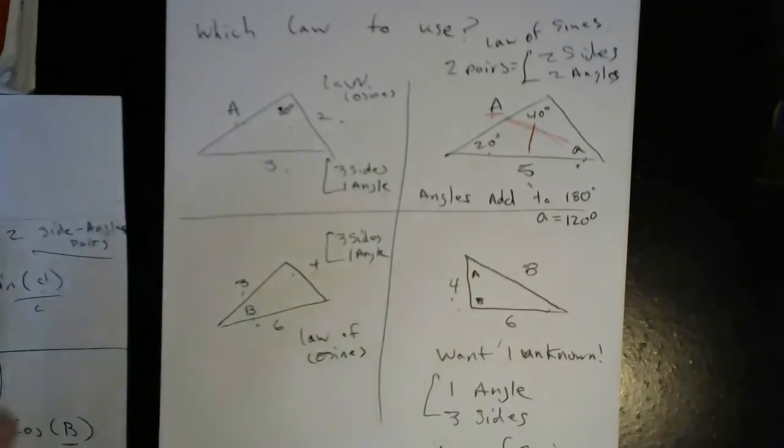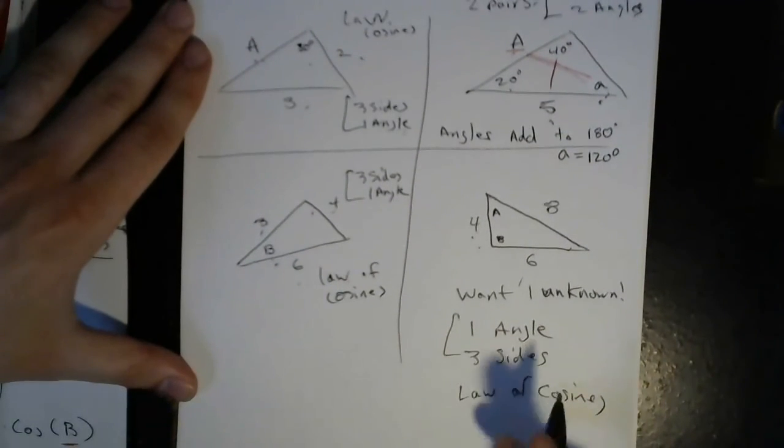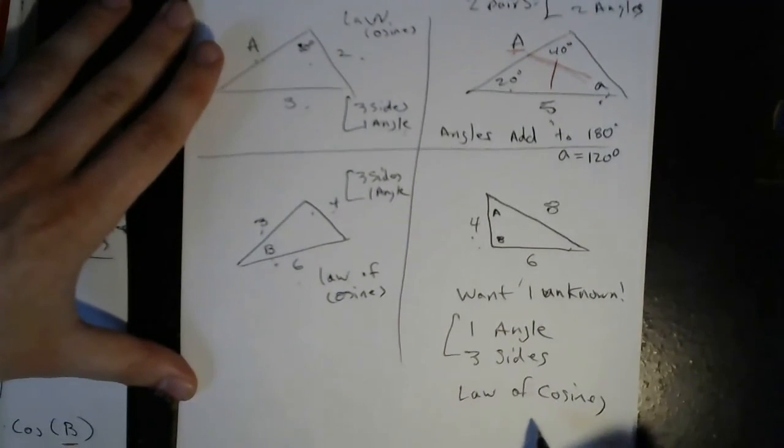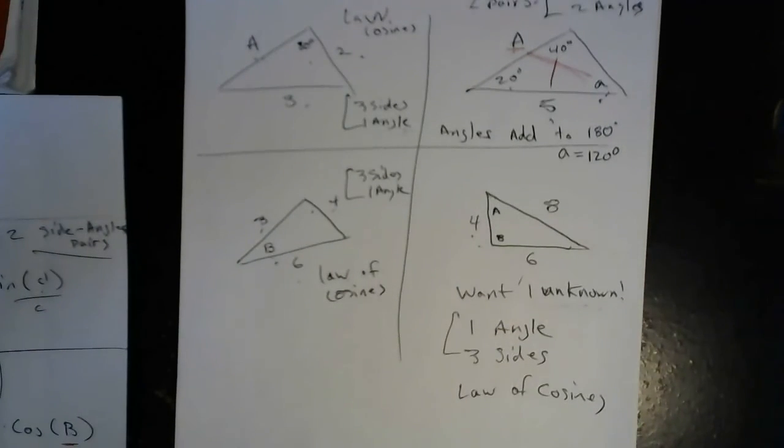So that's how you determine which law to use. You just want to tally up which sides and which angles you have, how many of each, and remember, only 1 unknown is allowed. So that's all.